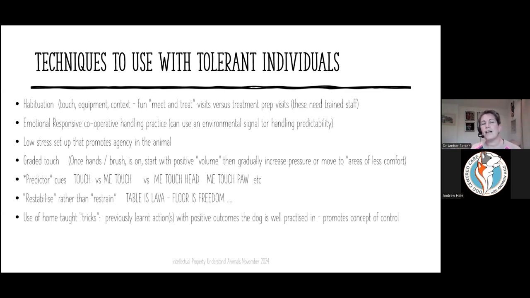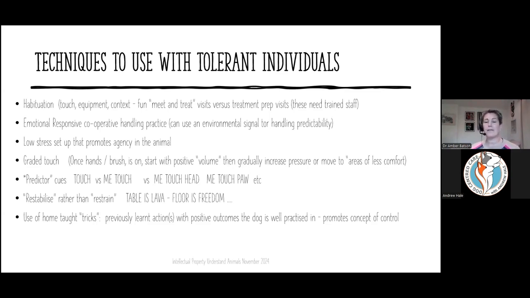Sometimes we can do things like a home taught trick. If a dog has learnt to give paw at home, if they've learnt to turn around at home, if they've learnt to play dead even at home, some sort of trick. Knowing that if they offer something that they know how to do, and that at home gives them a positive outcome, promotes a concept of improved control for the dog and can often make them feel a lot better.